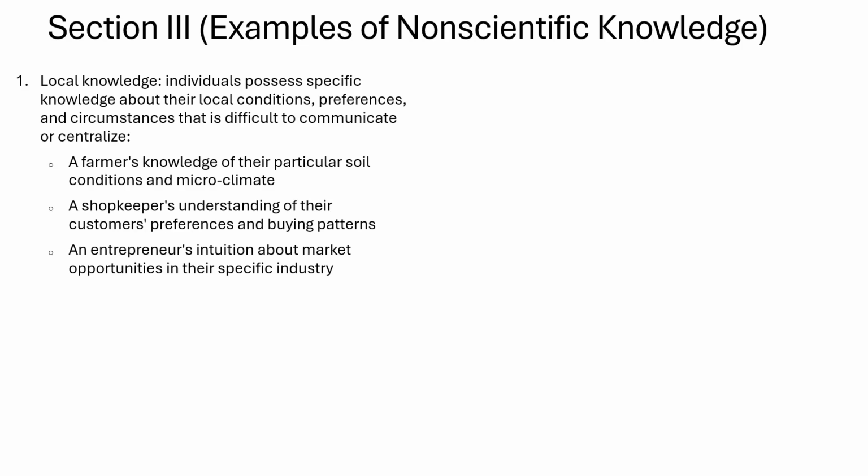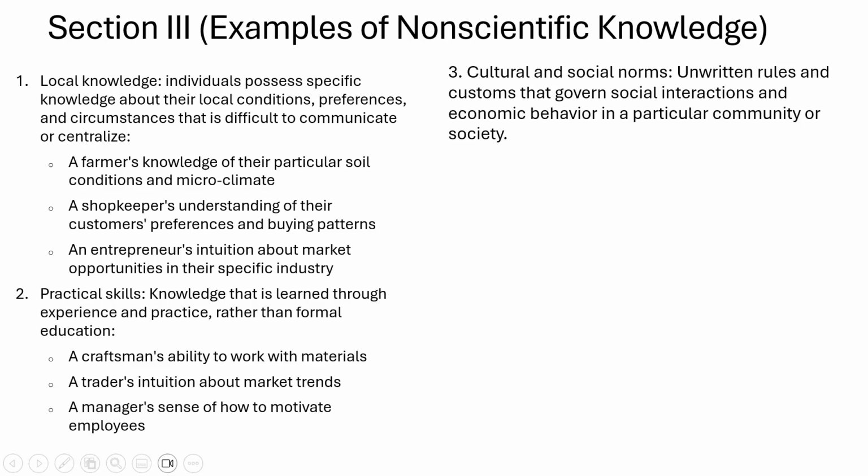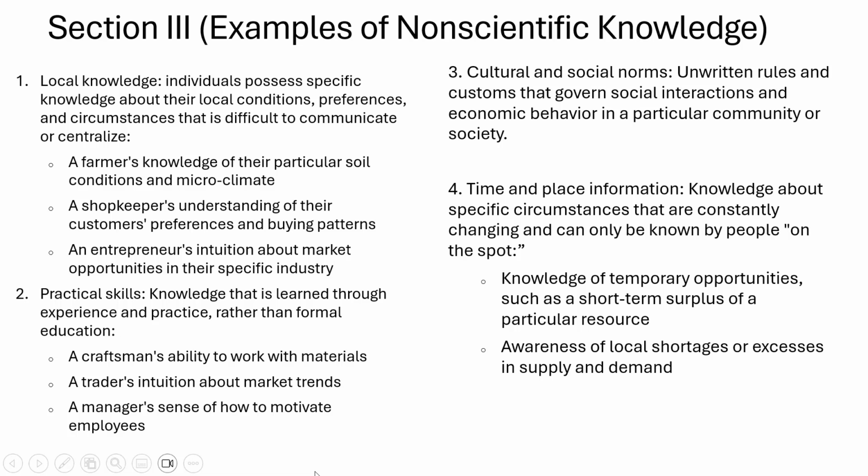So for example, local knowledge. Individuals possess specific knowledge about their local conditions, preferences, and circumstances that is difficult to communicate or centralize. Farmers' knowledge about their particular soil conditions, a shopkeeper's understanding of their customers' preferences and buying patterns, an entrepreneur's intuition about market opportunities in a specific industry, practical skills, cultural and social norms. Another example, just time and place information, knowledge about specific circumstances that are constantly changing and can only be known by people on the spot.